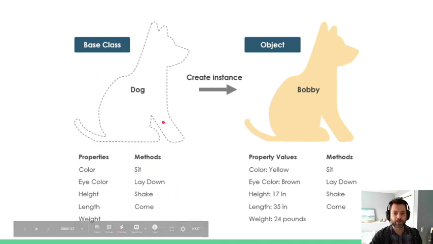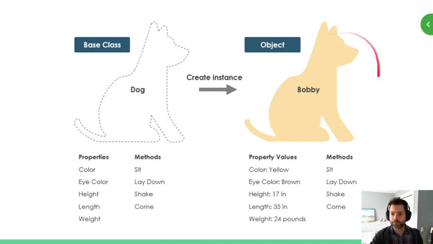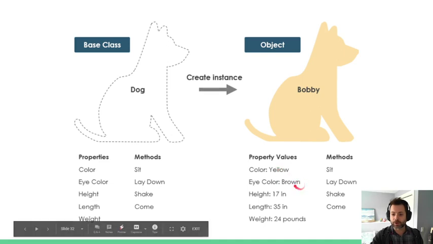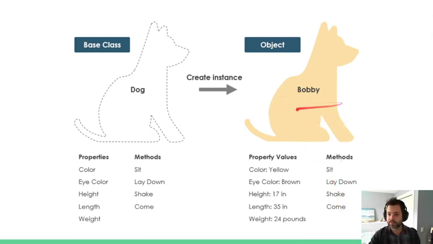That's the class diagram. The object diagram is an instance of the class. And this is something that you sit down and do in a UML modeling tool, or you do it by hand on paper. So it's yellow. It's got brown eyes. It's 24 pounds. It still has the same methods because we're just instantiating this particular dog called Bobby, for instance.